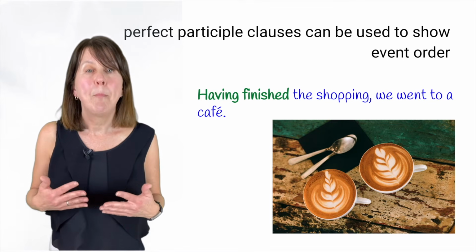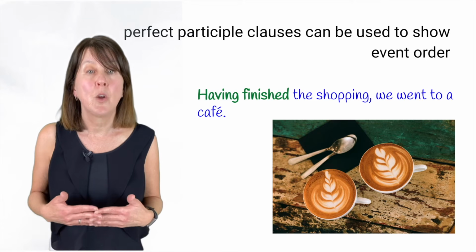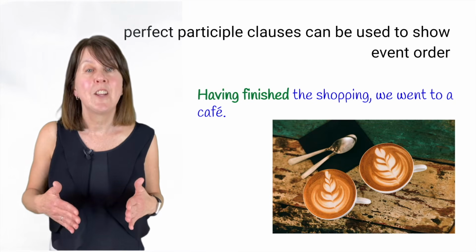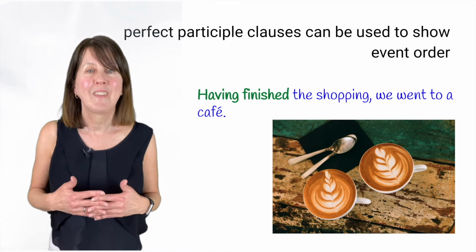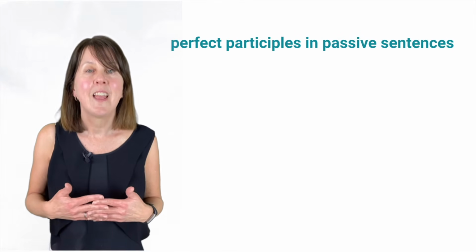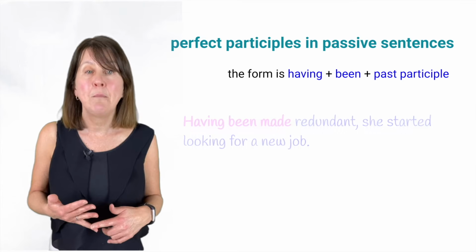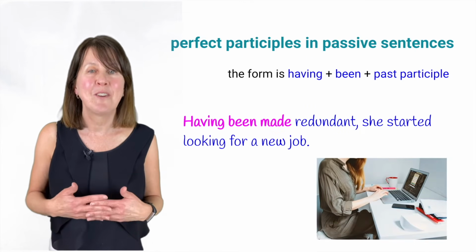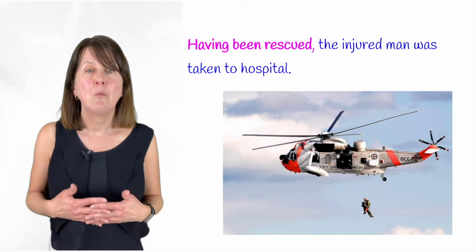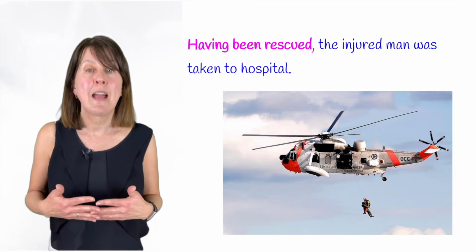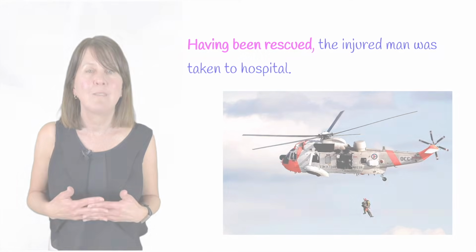So as you can see, perfect participle clauses show that the action they describe was finished before the action in the main clause. And then the perfect participle in passive sentences. The form is having plus been plus past participle. So, having been made redundant, she started looking for a new job. Or, having been rescued, the injured man was taken to hospital. This means because the injured man was rescued, he was taken to hospital.